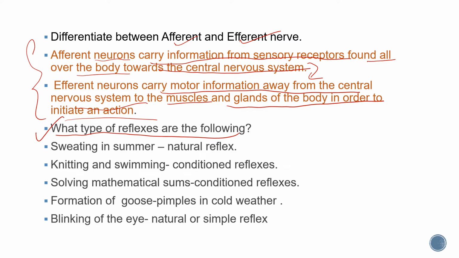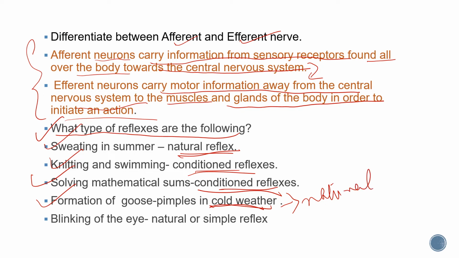What type of reflexes are the following? Sweating in summer is a natural reflex. You can't control sweating. The more the heat, the more you sweat. Knitting and swimming are conditioned reflexes because you need to practice a lot to condition these reflexes. Solving mathematical sums is also a conditioned reflex. Formation of goose pimples in cold weather is actually a natural reflex. It is not a conditioned one, it's a natural, or simple, reflex.